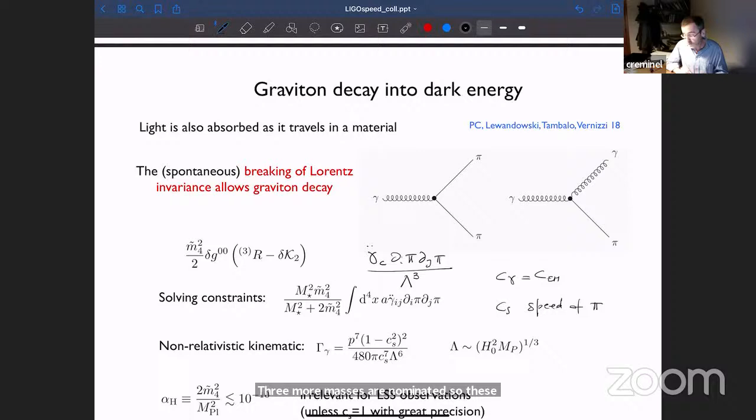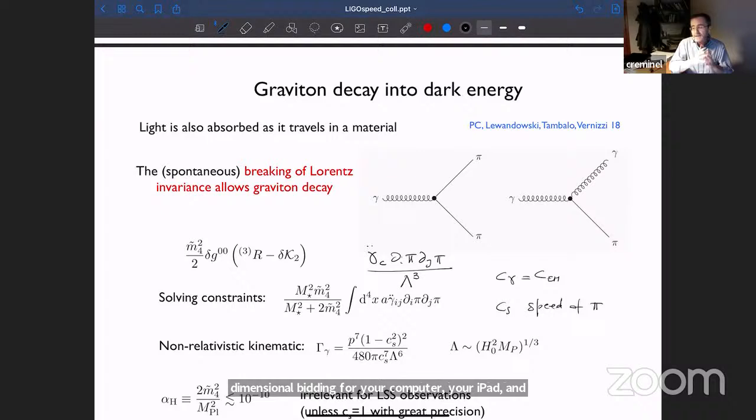So you're completely right, and it's good that you think about this. What you're writing down is, at the end of the day for pi, a bunch of higher dimensional operators suppressed by a certain scale. And on top of this, of course, you have the coupling with gravity.